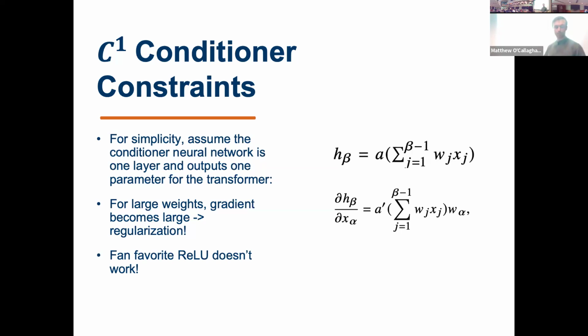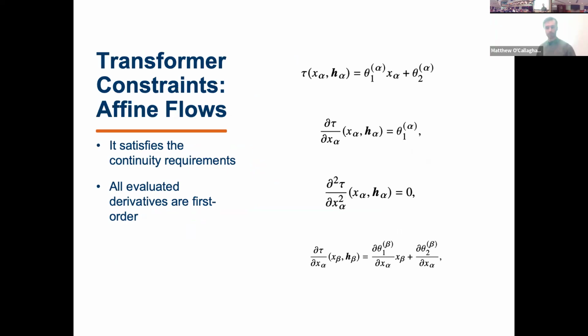It's also important to recognize that some architectures just have problems. You might want to add regularization to control the gradients, because as you expand to different levels, your gradients can become really large. Ideally you want to be able to learn it, but you also need to help your model learn. So this is the conditioner, which has the least amount of constraints in it.